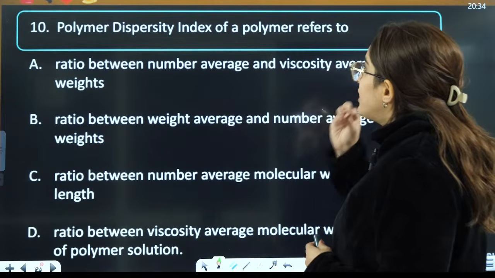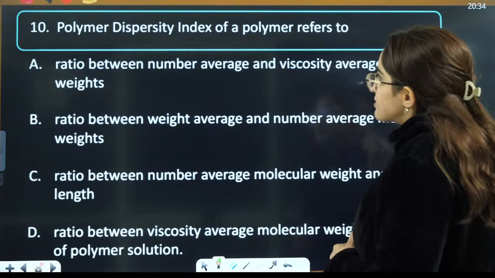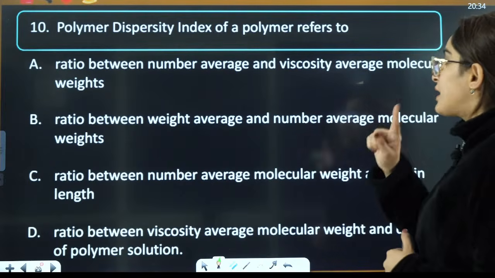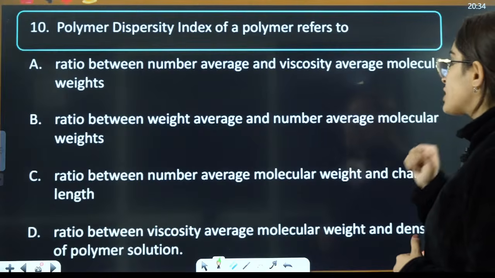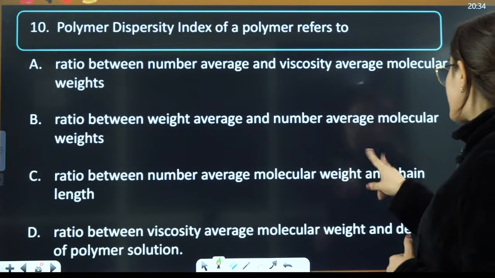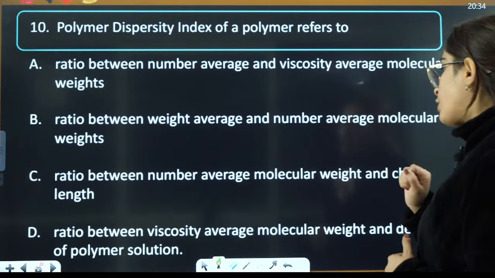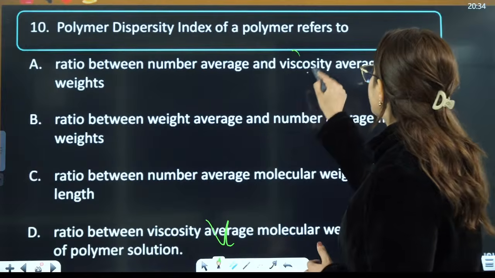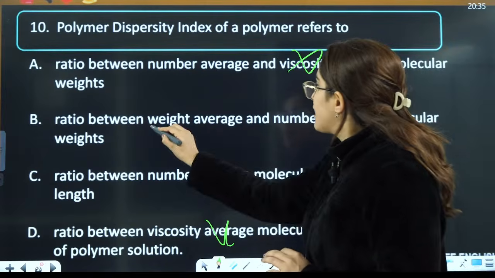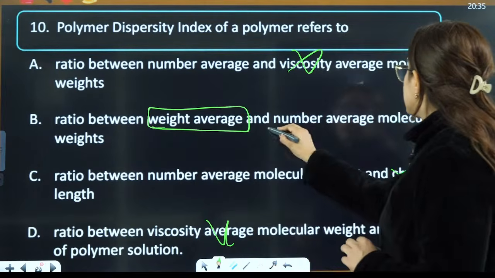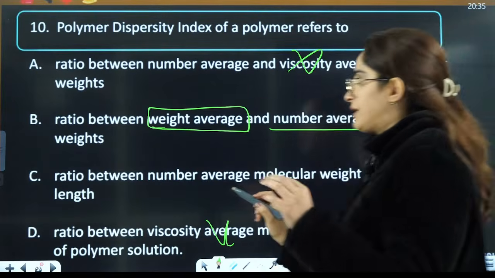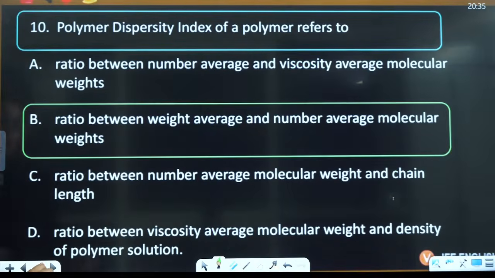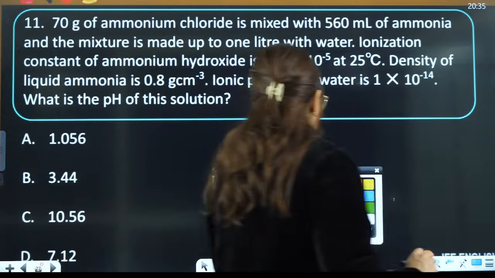The polydispersity index of polymers refers to the ratio between number average and viscosity? No. Ratio between weight average and number average molecular weight? Ratio between number average molecular weight and chain length? No. Viscosity or chain length is definitely not there, so these will be cancelled. The answer will be weight average to number average molecular weight, right? So B is the correct answer here. No, this is not for JEE, this is for AEEE.